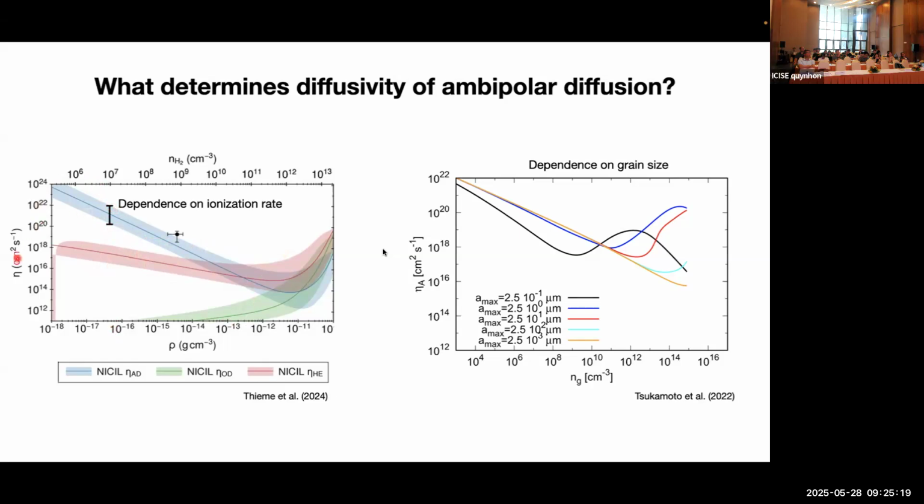We can also look at a similar calculation, but comparing the result using a different grain size. For example, here they calculate diffusivity using a different Amax, and they get different profiles. So these are two main parameters which may change the efficiency of ambipolar diffusion. So our next step is to try to see whether the source property can correlate with these two parameters.